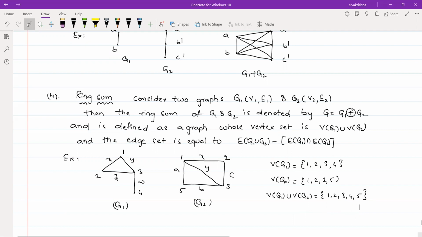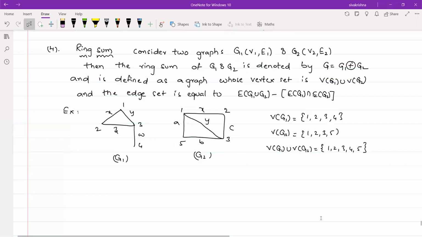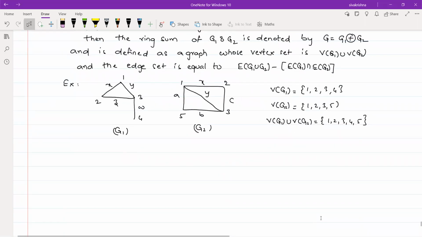Now coming to the edges, we have to find the edges which are to be present in the ring sum of the graphs G1 and G2. Right now I am going to find the edges in the ring sum of G1 and G2. First we have to find E of G1 union G2. It means the edges in both the sets of the graphs G1 and G2.